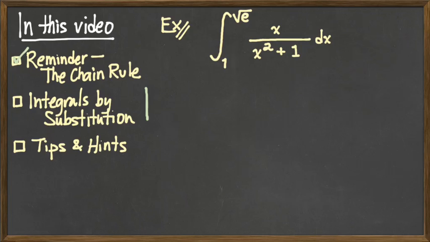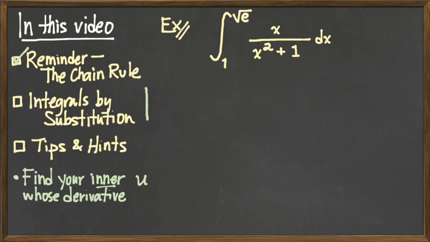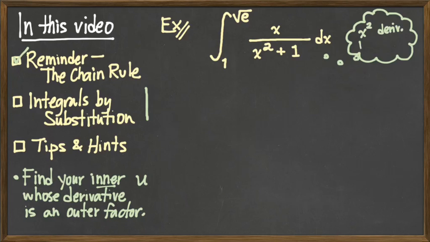This time we'll do a definite integral, the integral from 1 to the square root of e of the function x over x squared plus 1 with respect to x. So how does it work? First thing we want to do is find our inner u. In other words, find that inside function whose derivative is also a factor on the outside, an outer factor. So in this example, we might look at this integral and think, well, x squared in the denominator there, its derivative looks an awful lot like the x that's multiplied on the top side of this fraction. So we might be tempted just to go ahead and substitute u equals x squared.